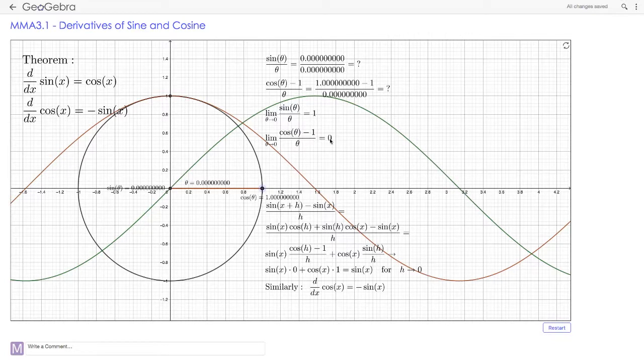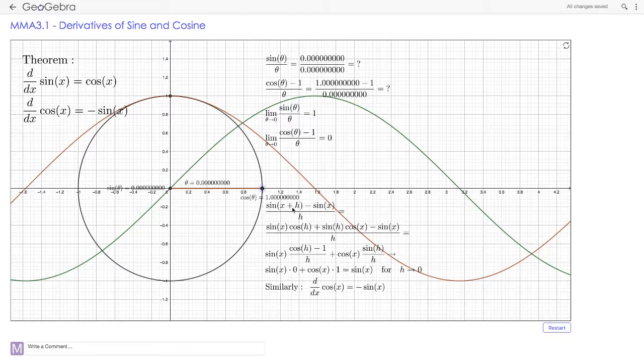Now, how do we get from that to any other point? Well, we just use the cosine and sine addition formulas. So remember last time we saw the cosine and sine addition formulas. So we could express sine of x plus h in terms of just sine of x, sine of h, cosine of x, and cosine of h. So this is what we do from this line to this line. We just expand this in terms of the trigonometric addition formula for sine.